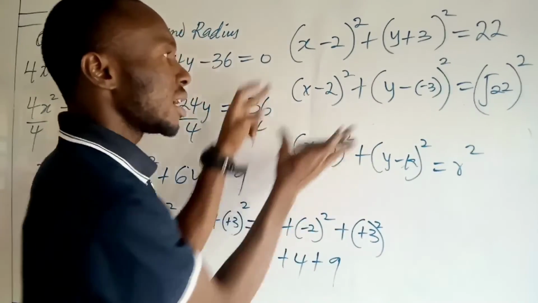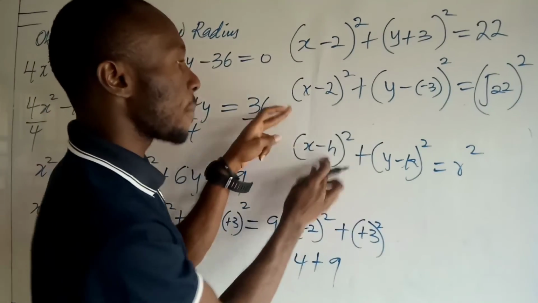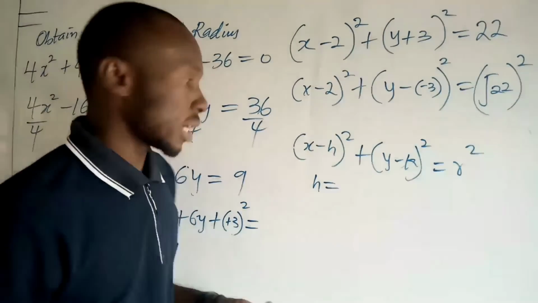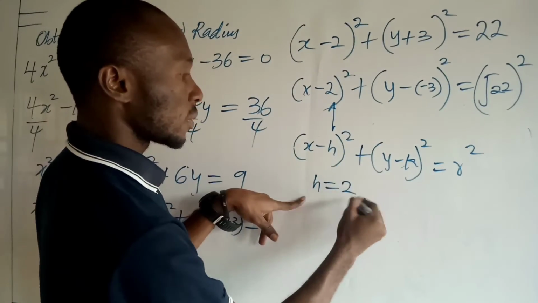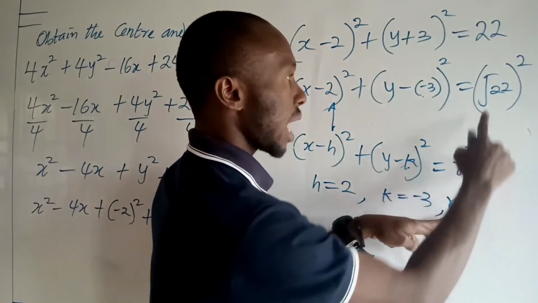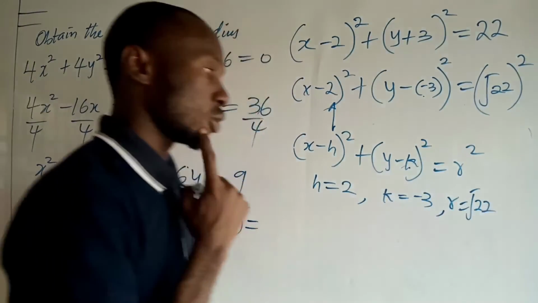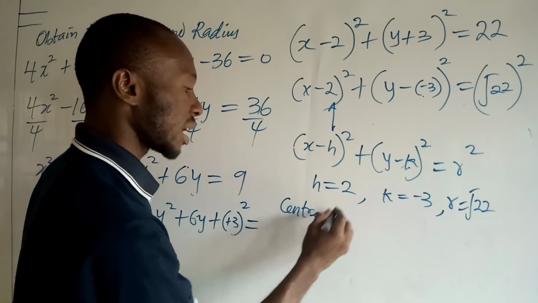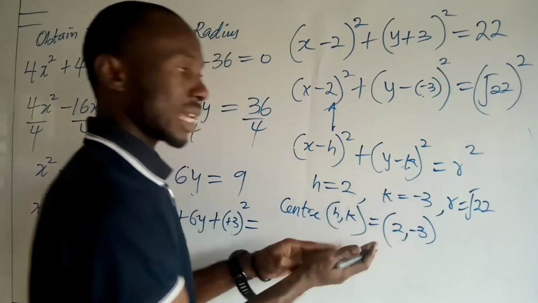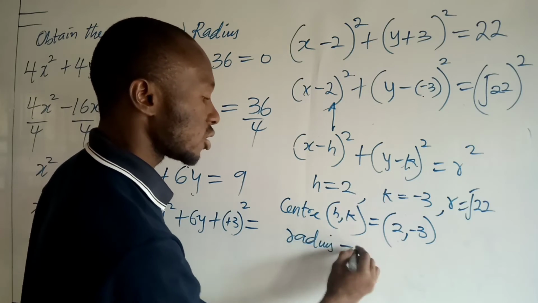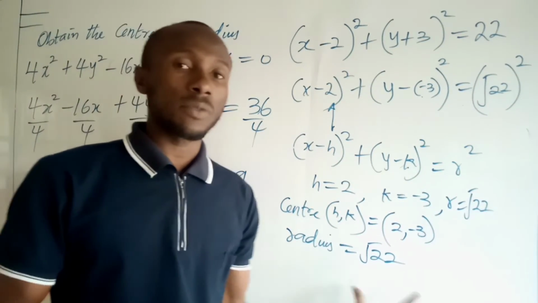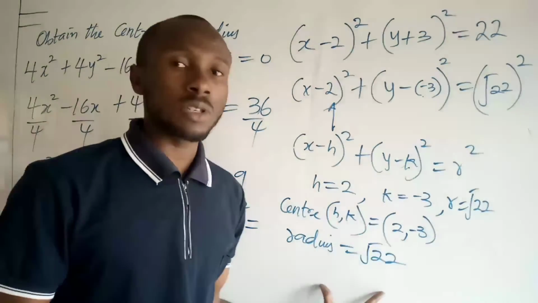Now you can perfectly see that both are in perfect shape. So if you compare these two equations, h is equal to 2 and k is equal to minus 3, and of course the radius r is equal to the square root of 22. So the center becomes h comma k, which is 2 comma minus 3. That's the center, and the radius is just equal to the square root of 22. So viewers, we have finally come to the end of this calculation. The center and the radius have been obtained.